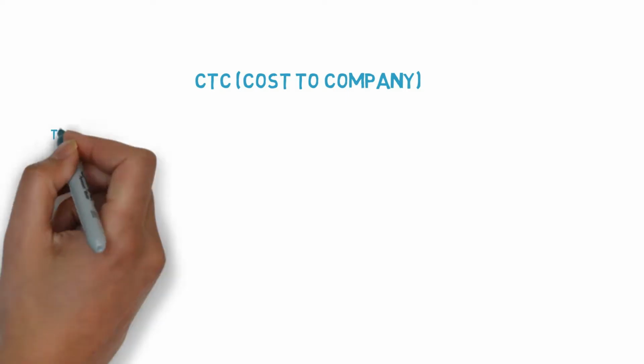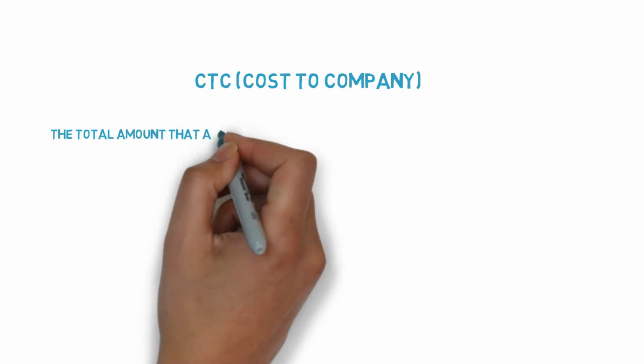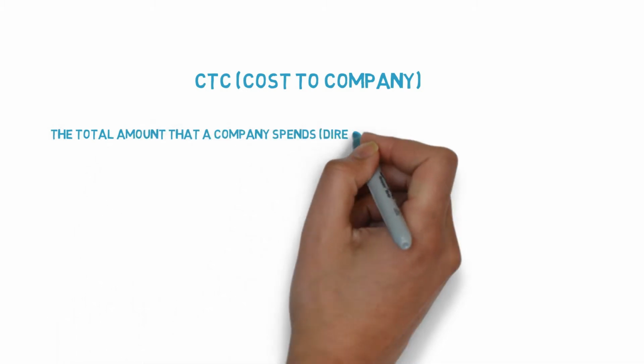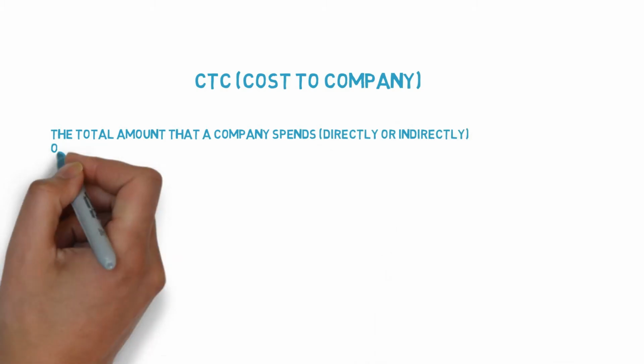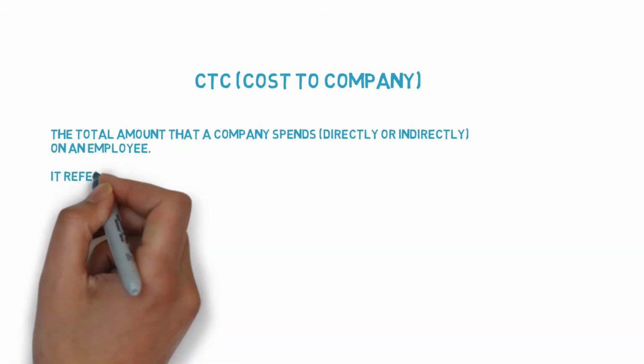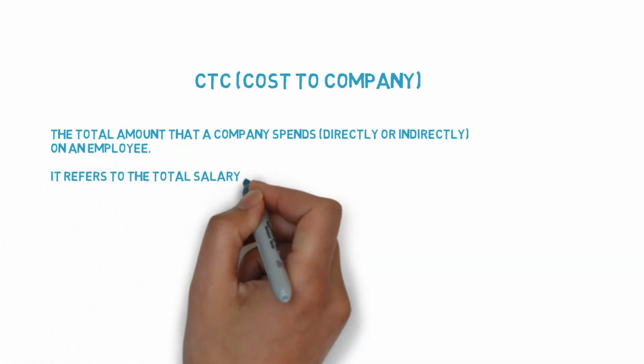In this video, we will see about CTC and its structure. We will also see about which part of CTC is taxable. CTC means cost to company. It is the total amount that a company spends directly or indirectly on an employee. In other words, the total salary package of an employee is called CTC.